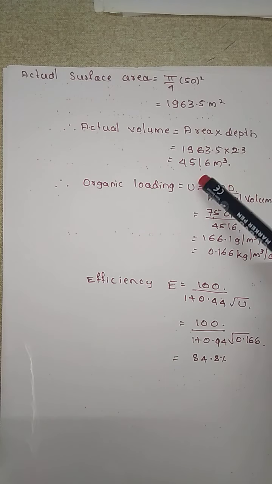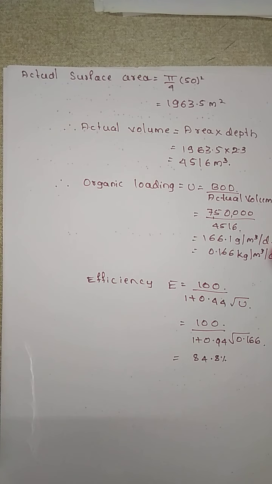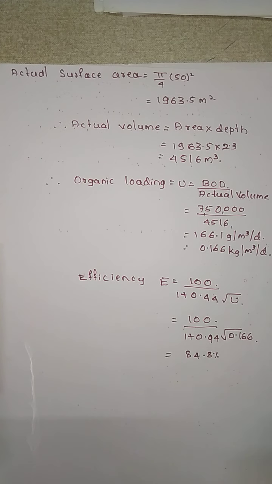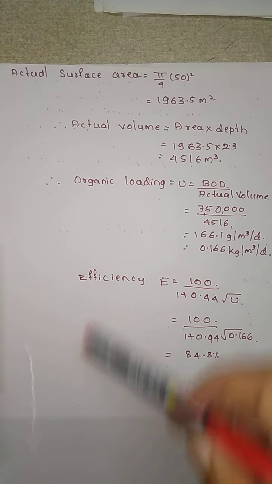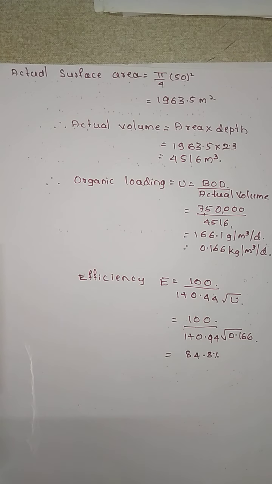So organic loading will be BOD divided by total volume. BOD is 7,50,000 and total volume is 4516, so it comes to 1666.1 grams per meter cube per day. If we convert grams to kg by dividing by 1000, we get 1.666 kg per meter cube per day. Now that we have the organic loading, we can easily calculate the efficiency using the formula E is equal to 100 divided by 1 plus 0.44 square root U. So we have got the efficiency as 84.8%.